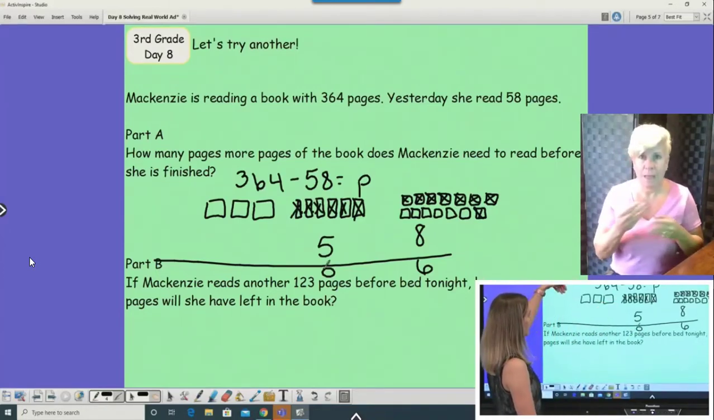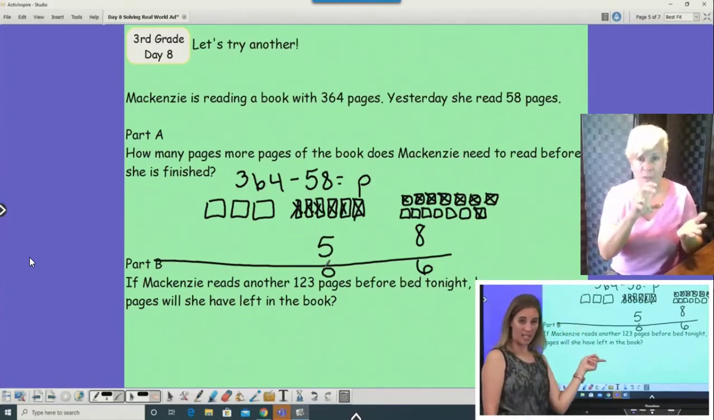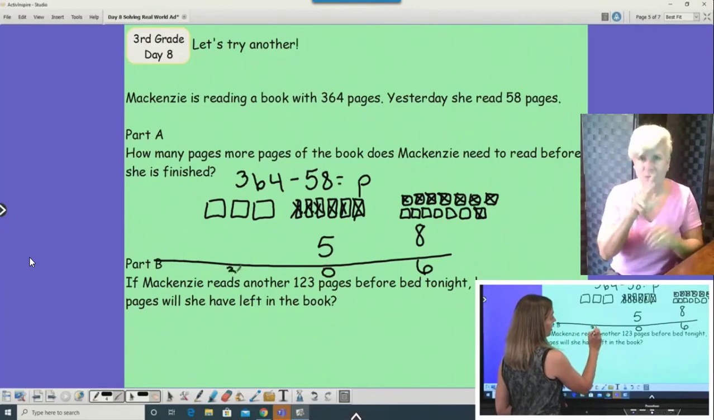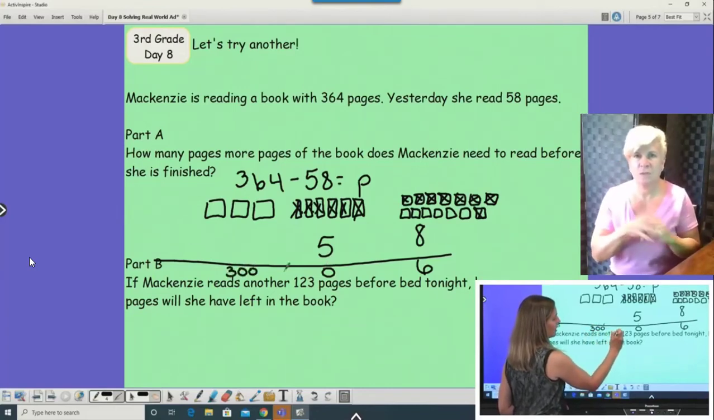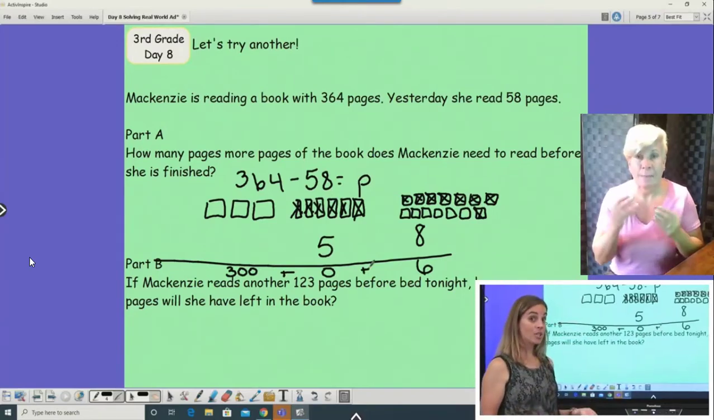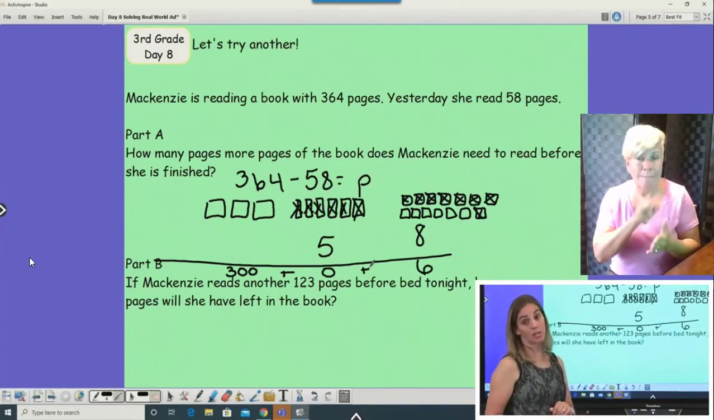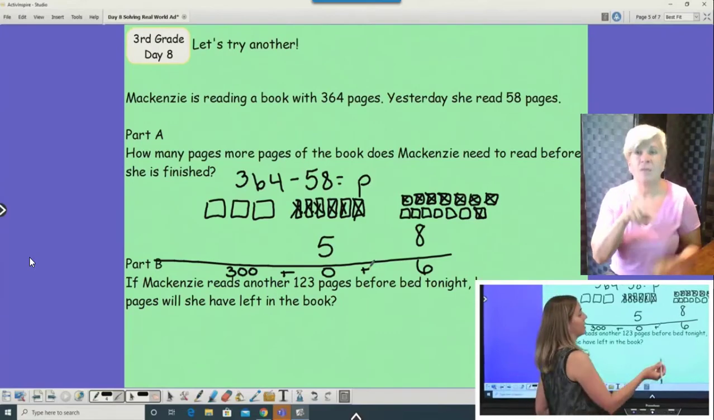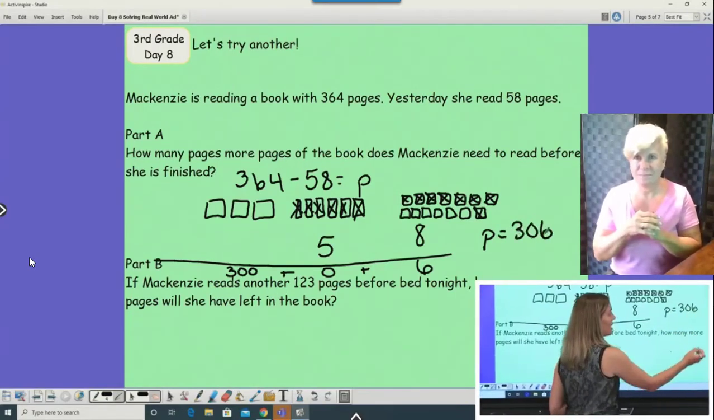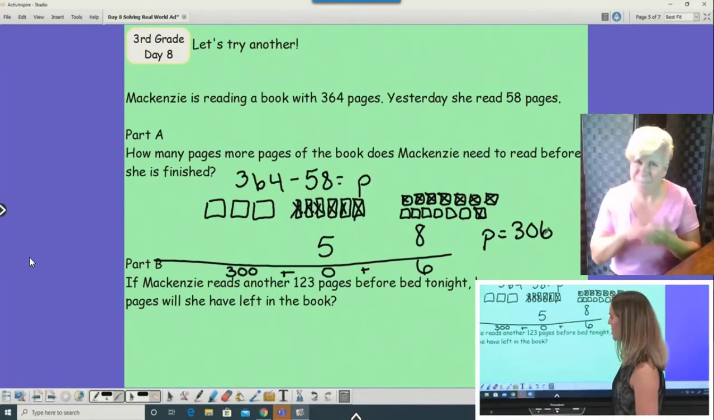All right, how about my hundreds here? 300. Do I need to take any hundreds away? No, so I'm just going to keep that 3. So I've got 300 plus 0 plus 6. How many more pages does Mackenzie need to read? That's right, 306. So P equals 306. That's not terrible. She can get that done in no time.